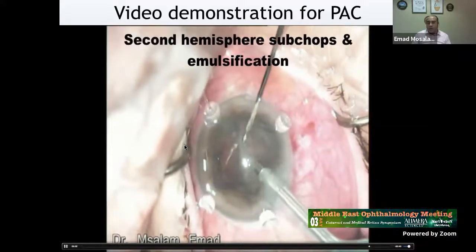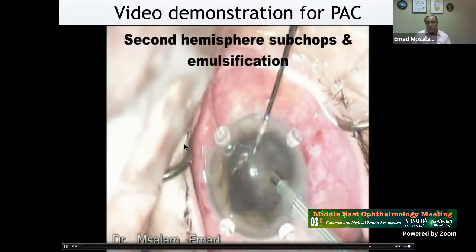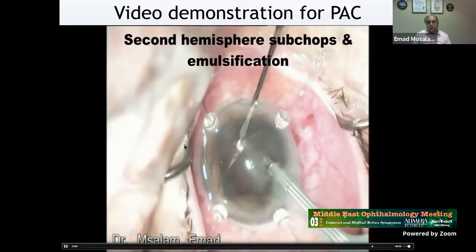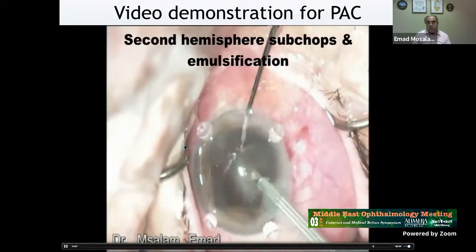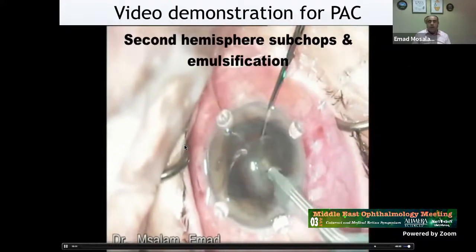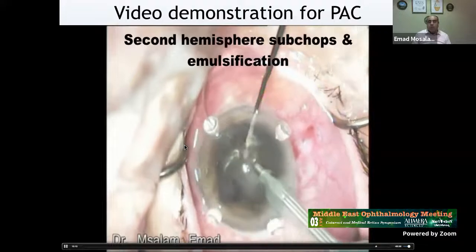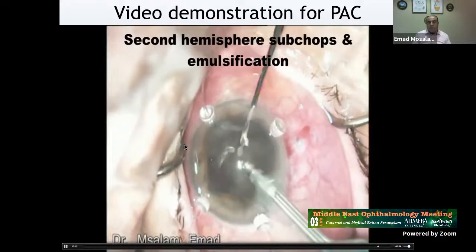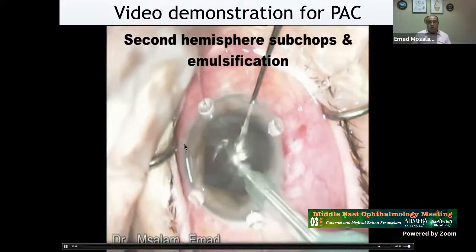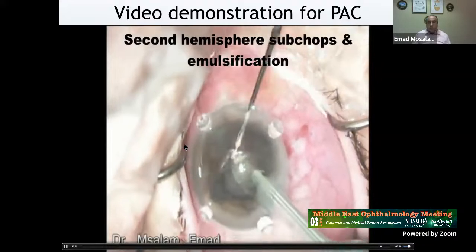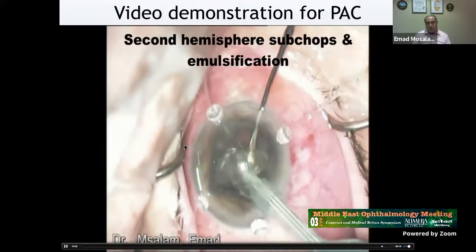Second half, we are pulling it in the center, as you will see now, to minimize any pressure to the zonules. You see, we are pulling a little bit, and we are setting our spatula, and we are dividing the second half slowly to avoid any complications or rupture of the capsule.